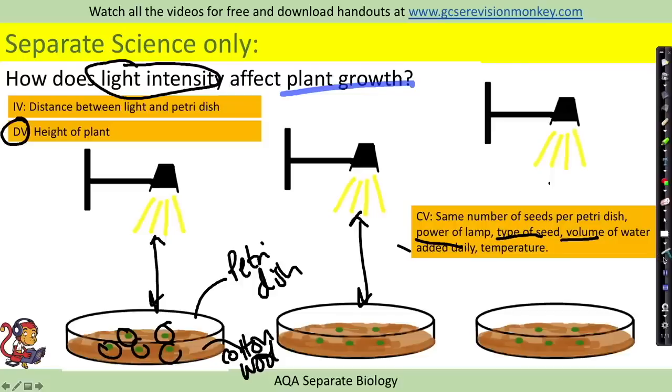And depending on the practical, we might want to measure the rate of growth, and we may want to measure the height of the plant every day, or we may just want to leave it for a set number of days and measure the height of the plants afterwards.